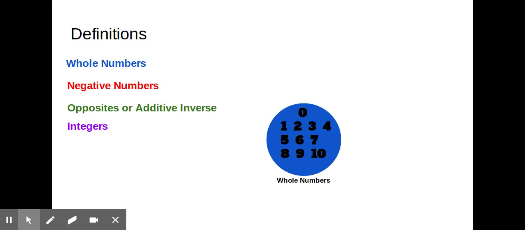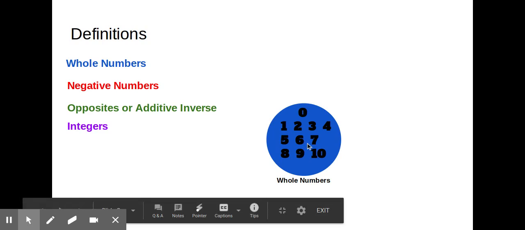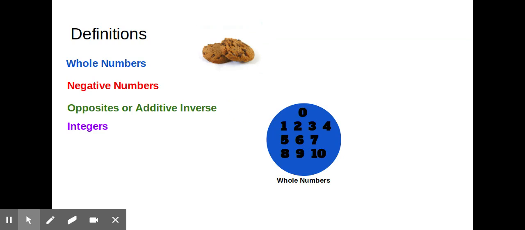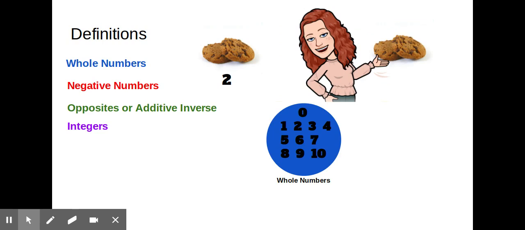None of them are fractions or parts. They're just whole numbers. They're positive. So they can be used to represent lots of different things. For example, if you have 2 cookies, it would be represented with the whole number 2. However, if you decide to give 2 cookies away, those would be represented with a -2. So we've been introduced to negative numbers.